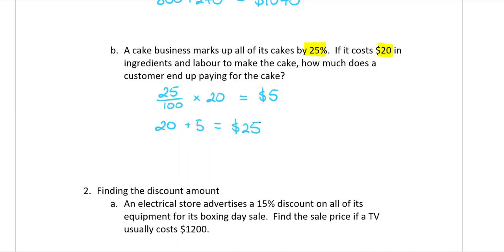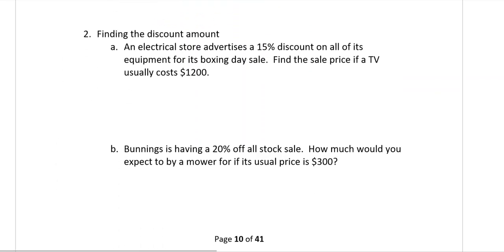All right, second type of question. Question 2. Here it is. We're finding a discounted amount. That's going to be a decreasing question. Okay, so an electrical store advertises a 15% discount on all of its equipment for a Boxing Day sale. If the sale price of a TV usually costs $1,200, we want to find the sale price.